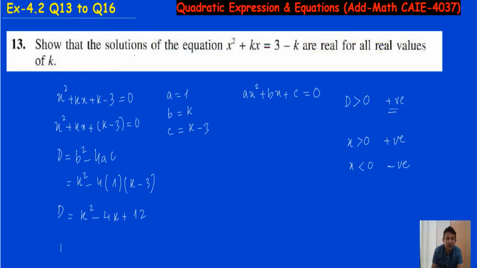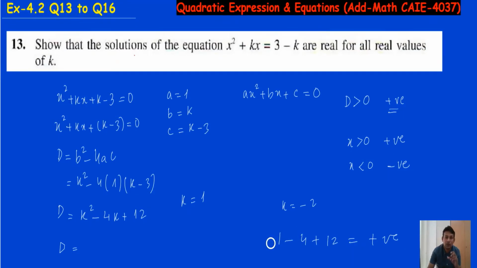Now, what we need here is all positive values. Just think about this. When you put k equals 1, it becomes 1 minus 4 plus 12, and your answer is coming positive. It's okay, but how can we prove it? Suppose k is minus 2, that is also coming positive. We do not need to show all the values.